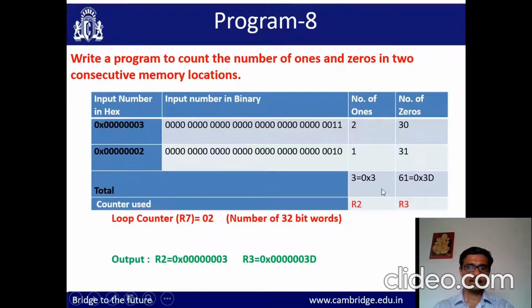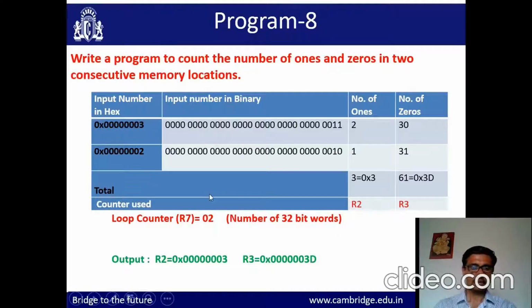And this is the hexadecimal representation. Here 61 is equal to 3D in hexadecimal. So the final output of our program is 3 and 3D. What is 3? 3 is the number of ones present in both the input numbers, and 3D is the number of zeros present in the two input numbers.